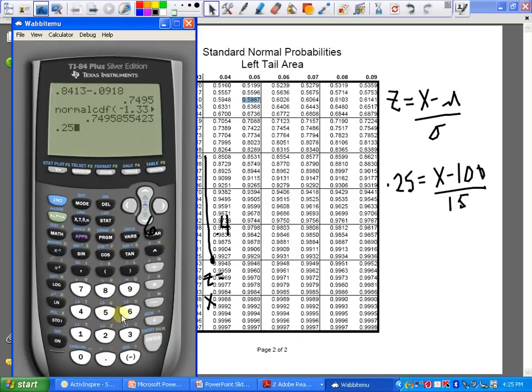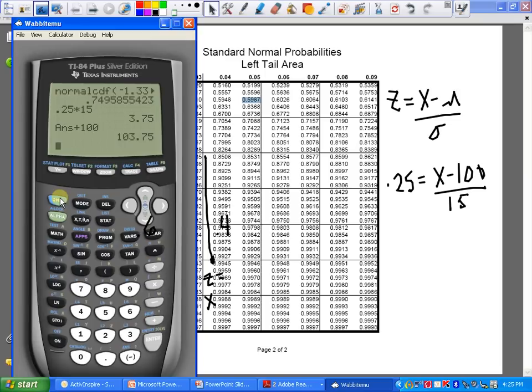So 0.25 times 15 gives us how many IQ points above the mean it is. Then if we add that to the mean, we're looking at an IQ score of 103.75. So that's our x value. That's the answer that we're looking for.